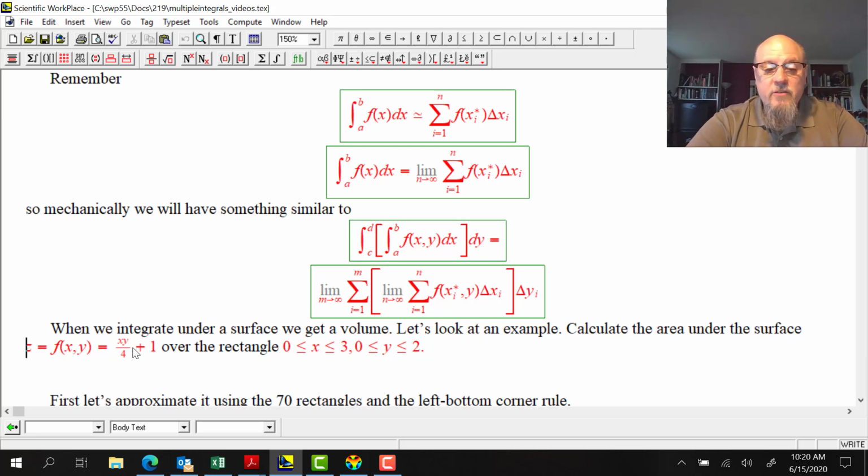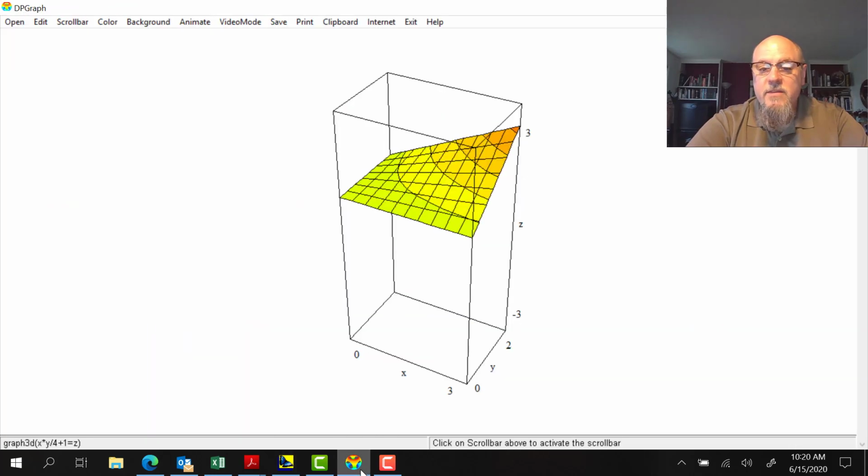So here's our function, xy divided by 4 plus 1. And the footprint is this rectangle. X's go from 0 to 3 and y's go from 0 to 2. This is what we have. So here x goes from 0 to 3, y goes from 0 to 2.